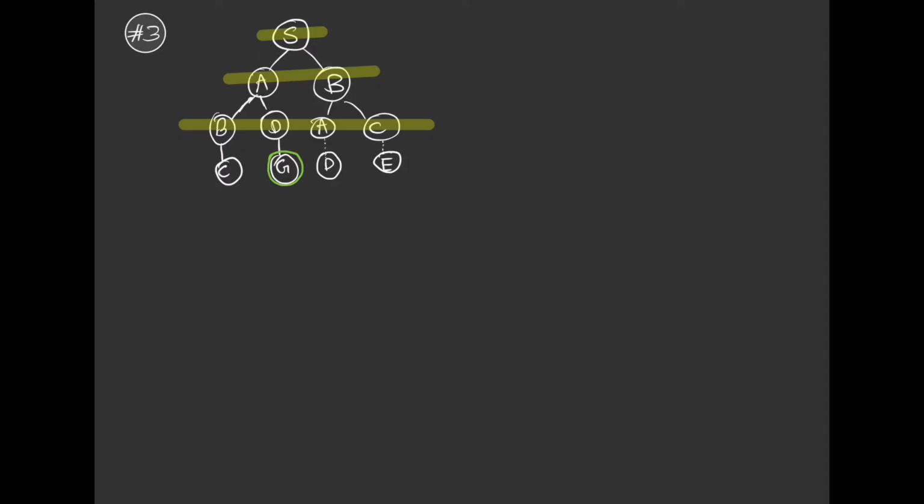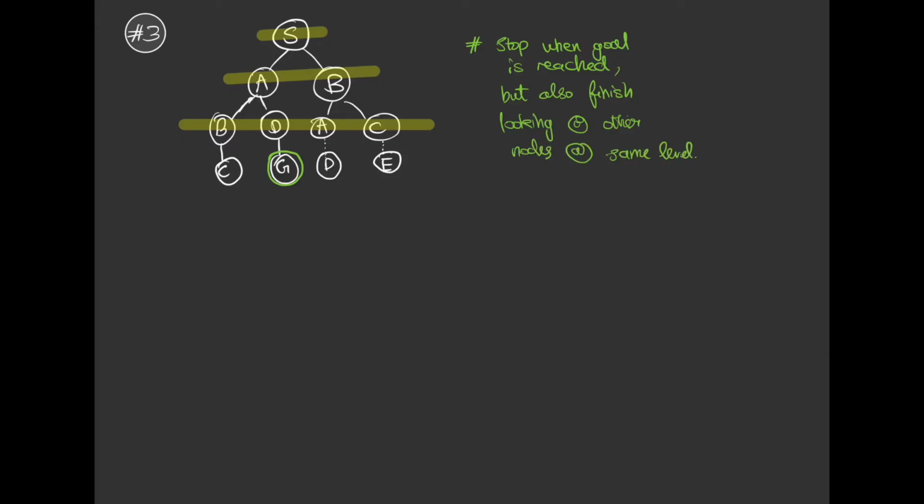Here, the unique rule is stop when goal, but also finish looking at other nodes at same level, right? Cool. That's it. That's your breadth first search.